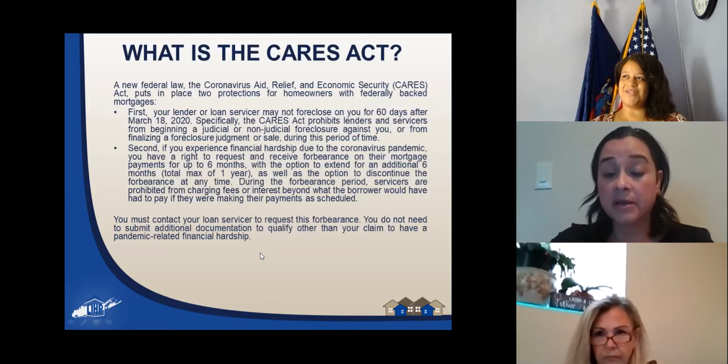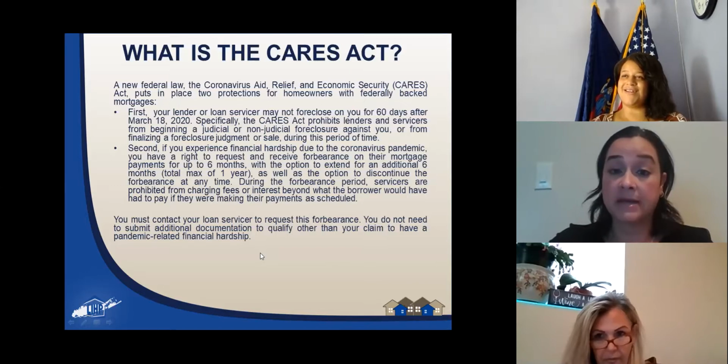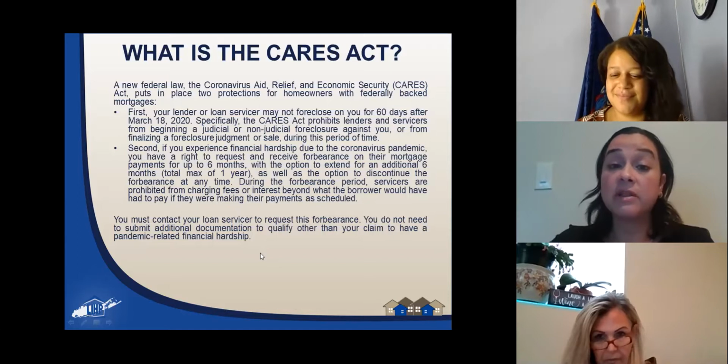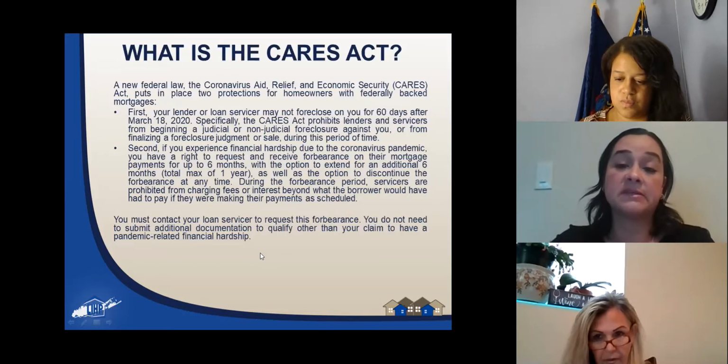forbearance at any time. Keep in mind, this is not for all servicers, all right? This is very particular to government-backed lenders. So that's very important to know. I realized when I called my servicer that they are not government-backed. So they still offered forbearances and things like that, but it wasn't with the same rules in place as the CARES Act. So that's important to know, all right?